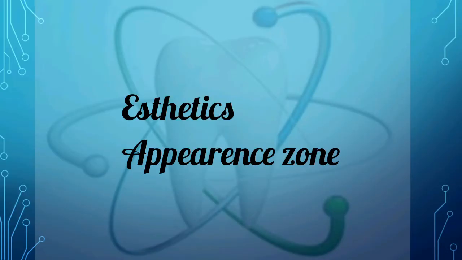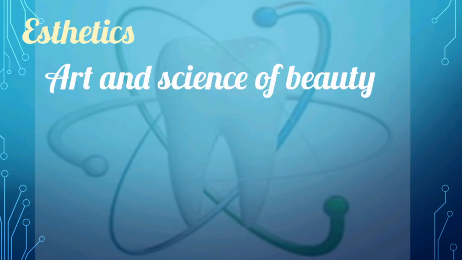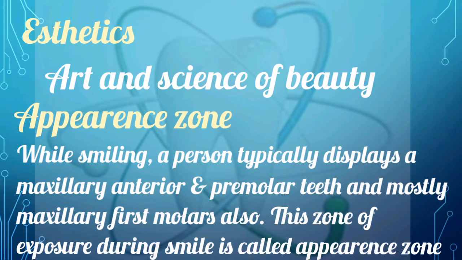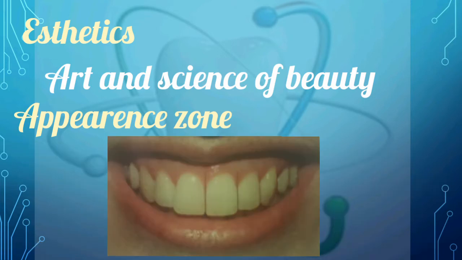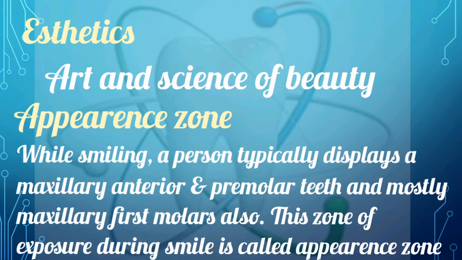So there are some terms which are necessary to understand the concept of smile design. These include aesthetics and appearance art. The term aesthetics refers to the art and science of beauty. While smiling, a person typically displays the maxillary anterior and premolar teeth and frequently the maxillary first molars also. This zone of exposure during the smile is called the appearance zone.